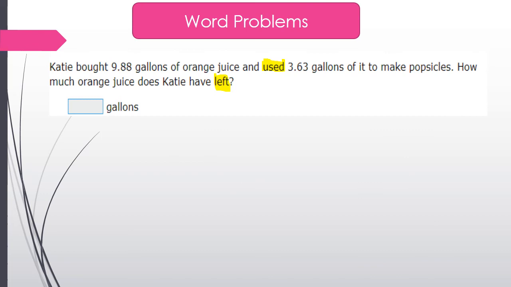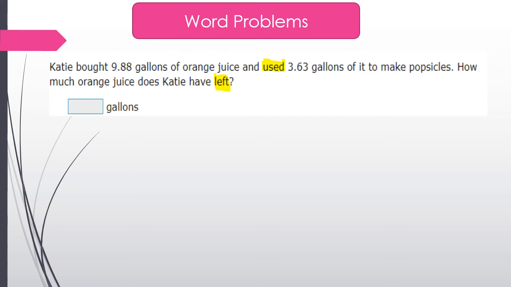Here we start word problems. Remember in grade 4, the word problem tells us why we are studying subtracting decimals and where we use it in our life. The first example: Katy bought 9.88 gallons of orange juice and used 3.63 gallons of it to make popsicles. How much orange juice does Katy have left? Two words here, left and used. It means we have to subtract. Good.